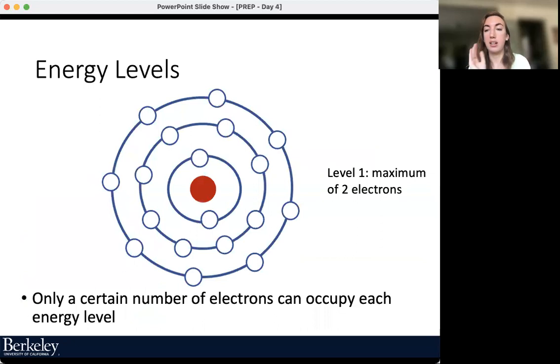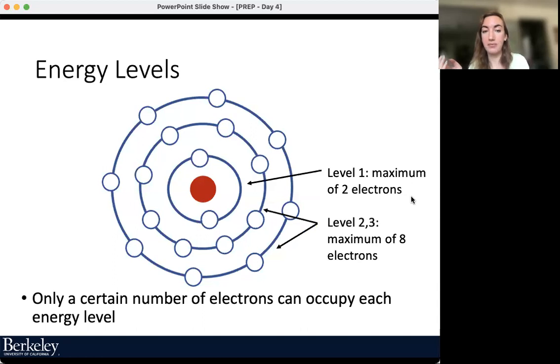So there are a bunch of different levels. The first level can have a maximum of 2 electrons. I think of these levels as kind of like bookshelves that only have a certain amount of space. So our first shelf can only hold 2 electrons. And then our second and third shelves can each hold 8 electrons. Why it's 2 and 8 we'll get into a little bit, but again, so much physics.